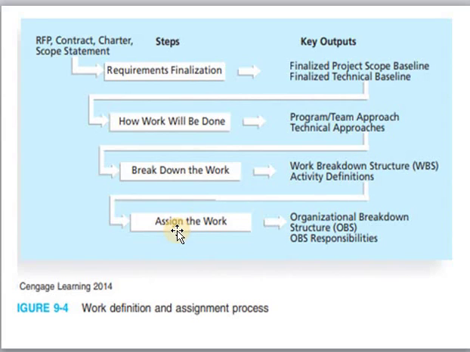So the next and final step of this work definition and assignment process is assigning the roles and responsibilities according to the type of the work they need to accomplish. The output for this step will be the organizational breakdown structure, which is also called OBS, or we can say OBS responsibilities.